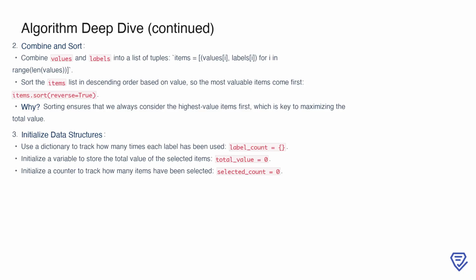Sorting ensures that we always prioritize the items with the highest value, which is essential for maximizing the total sum. Once sorted, we set up the necessary data structures: a dictionary called label_count to track how many times each label is used, a variable total_value to store the cumulative value of selected items, and a counter selected_count to keep track of how many items have been chosen so far.